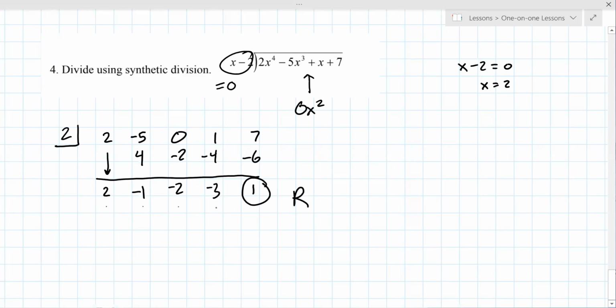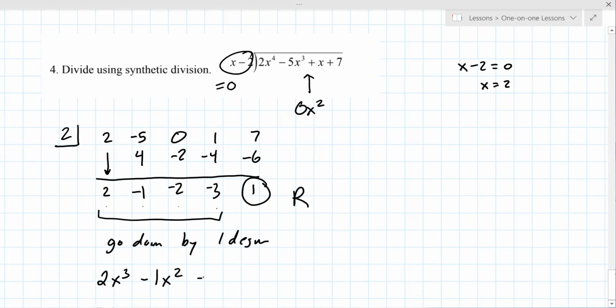These numbers here on the left, they all go down by 1 degree. This was 2x to the 4th, so this is 2x cubed minus 1x squared minus 2x minus 3. And if you recall from the last problem, it's always quotient plus remainder over divisor. All of this is our quotient. Our remainder is 1 over the divisor, x minus 2. Okay.